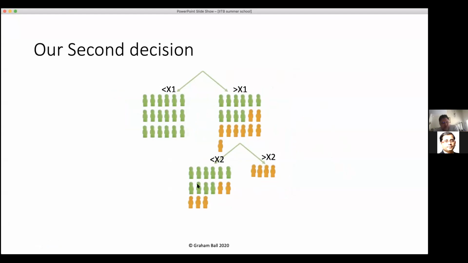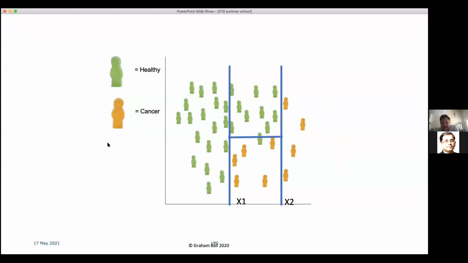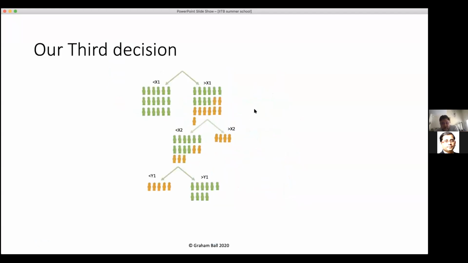Still, we haven't got every individual classified, so we would need to go to a third level. And then what we're now doing is looking at the variation in Y. By moving the value for Y until we get effectively a pure class, we may also have to have multiple rules in Y. But here we have a rule that is Y1. We're looking at the feet of the individuals here, that's where they locate. So if the value is less than Y1, then it's a cancer class. And if it's greater than Y1, it's a healthy class. So by doing that, we have a third rule.